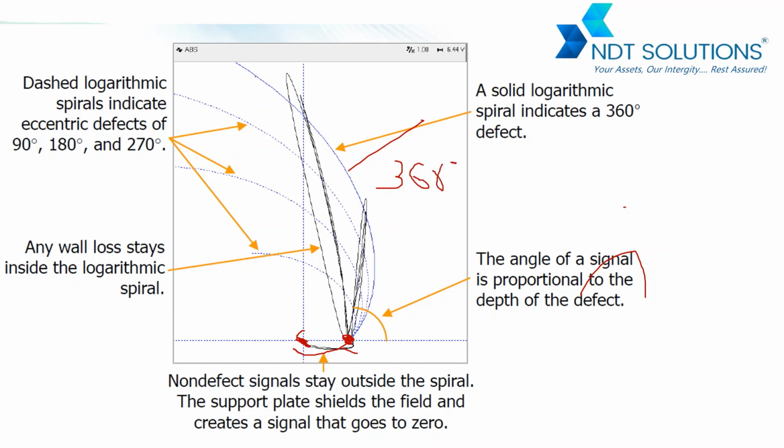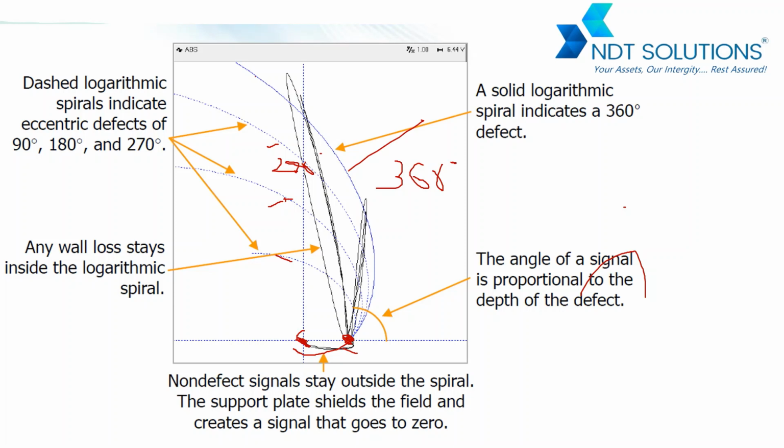So the defect is circumferential and almost 360 degree, and if any signal crosses this line, it means it has the potential of 270 degree or a nearby angle in the tube. Similarly, for this line, if some indication crosses it, it means it is 180 degree, and if it is crossing this line, it means it is 90 degree. Accordingly we can say what the volume of the defect is. So hope it is clear for everybody.